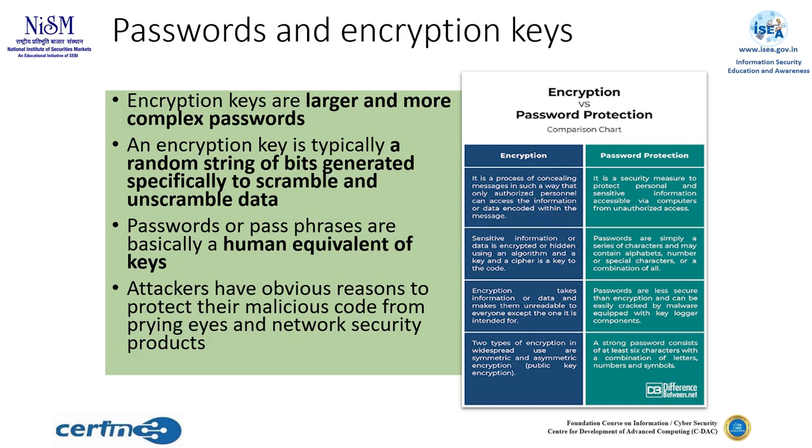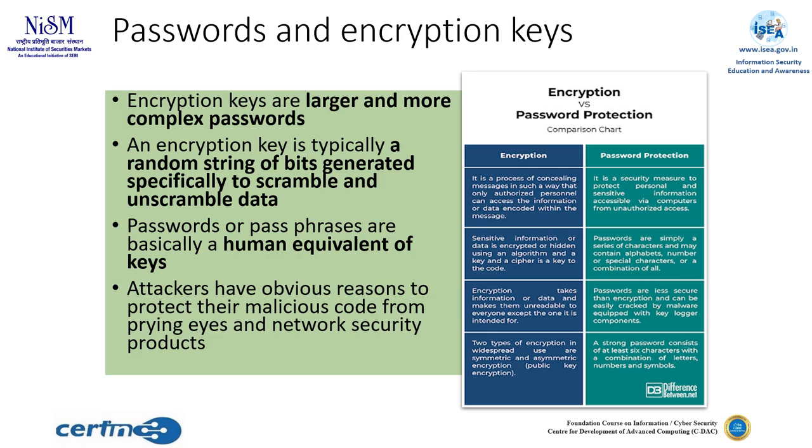Coming to the major differences between encryption and password protection: encryption is a process of concealing messages in such a way that only authorized personnel can access the information or data encoded within that message. A password is a security measure to protect personal and sensitive information on computers from unauthorized access. Sensitive information or data is encrypted or hidden using an algorithm and a key, and a cipher is a key to the code. A password is simply a series of characters and may contain alphabets, numbers, special characters, etc.